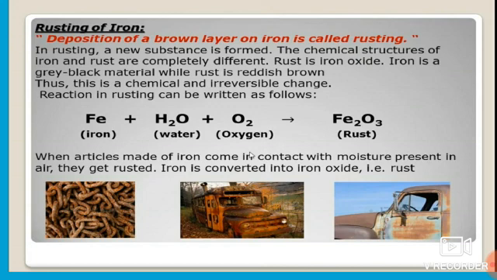The reaction in rusting can be written as follows: iron, Fe, combines with H2O, that is water, and oxygen, to give iron oxide, Fe2O3. When articles made of iron come in contact with moisture present in air, they get rusted. Iron is converted into iron oxide, which is known as rust.